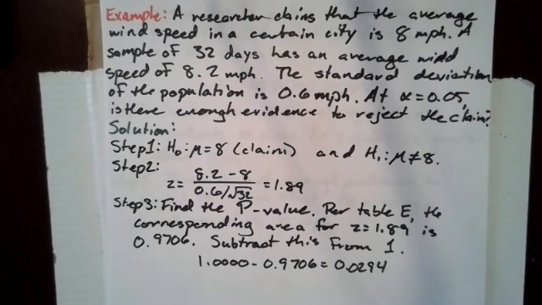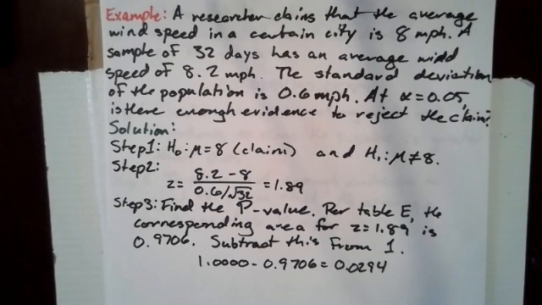So, step one, we state our hypotheses and claim. The null hypothesis is that the mean is 8 miles per hour, which is also the claim. And the alternative hypothesis is that the mean is not 8 miles per hour. It's something else. We calculate our z-score, that's 8.2 minus 8 over 0.6 divided by the square root of 32, which is 1.89.